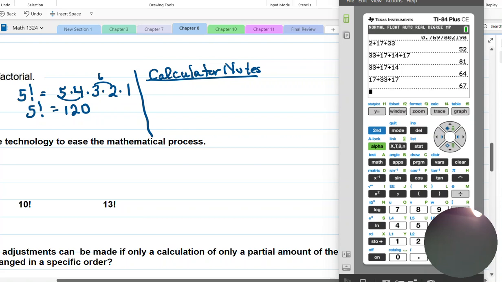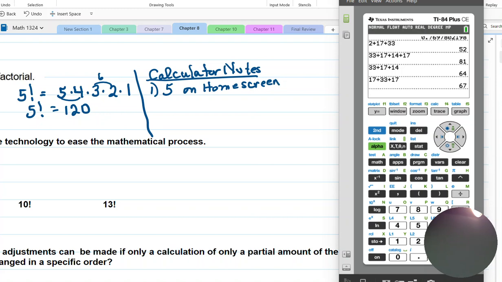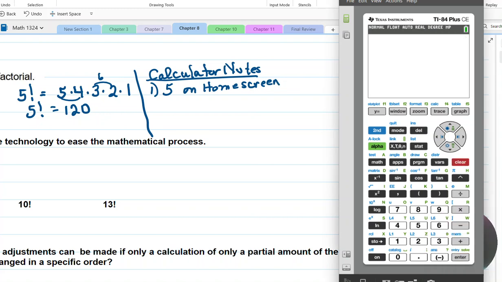All right, so our first step is to enter 5 on the home screen. So I'm going to clear my stuff, and I'm going to put the 5.